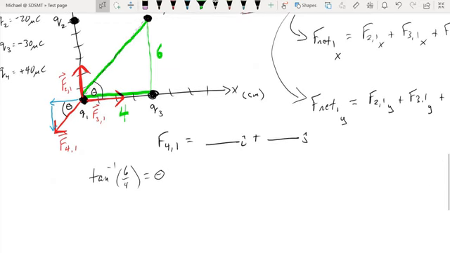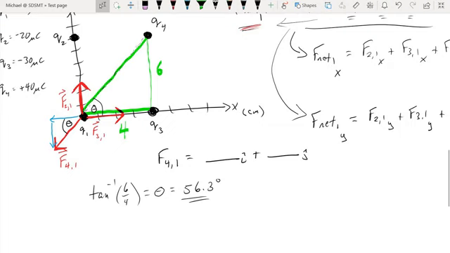My calculator is not working right now for some reason, so I'll have to try something else. Oh, that's why, I was not using the inverse. There we go, 1.5. There, that looks better. 56.3 degrees. So we have 56.3 degrees.